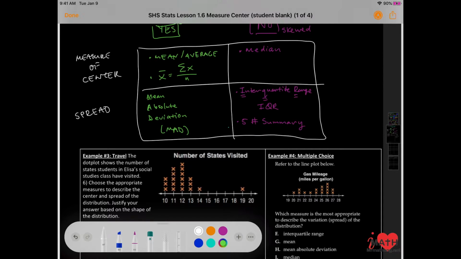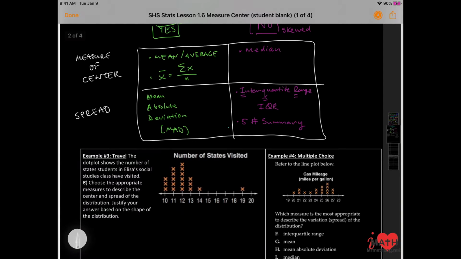Travel. The dot plot, or they also call this line plots, but if you just change all those x's to dots, dot plot, shows the number of states students in Elisa's social studies class have visited. Choose the appropriate measure to describe the center and spread of the distribution. Justify your answer based on the distribution.